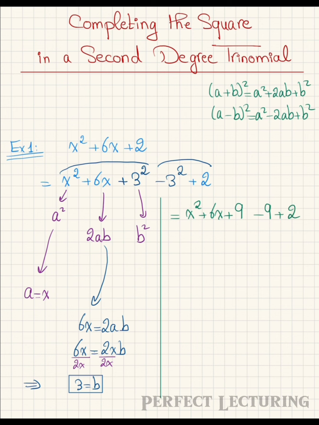Now the first three terms will be converted into either a minus b squared or a plus b squared, depending on the first sign. So the first sign is plus, which means the first three terms are factored into x plus 3 squared, and this is the perfect square we were looking for. What about negative 9 plus 2? That is simply minus 7. So finally, x squared plus 6x plus 2 is equal to x plus 3 to the power of 2 minus 7.